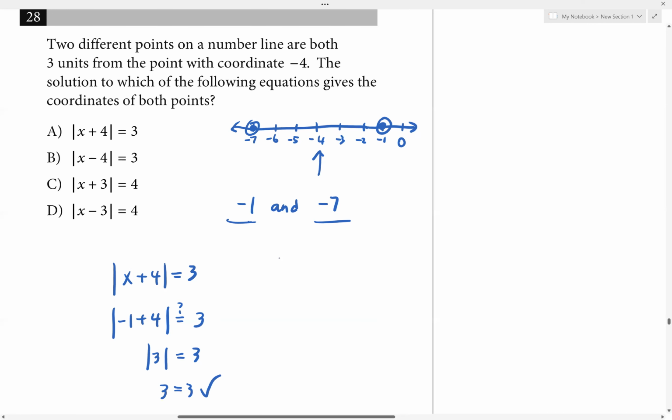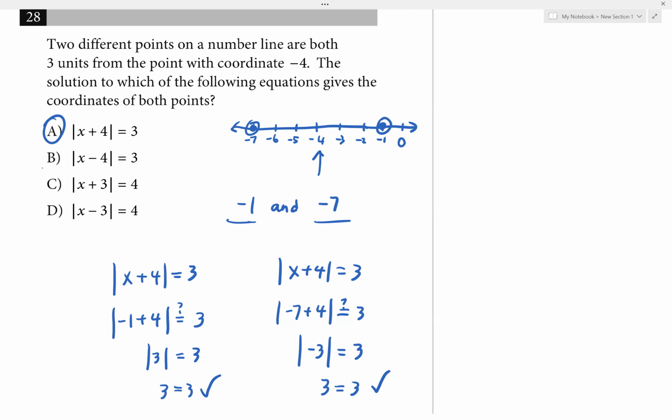Then the second number, we have to try out, we plug in -7. Same equation, absolute value of x plus 4 equals 3, we plug in -7. Will that equal 3? Well, the inside of the absolute value will be -3 now. But then the absolute value makes -3 a positive 3, right? So we do get 3 equals 3. So that also works. And it happened to be letter A then. It worked for both numbers, so that should be the answer.